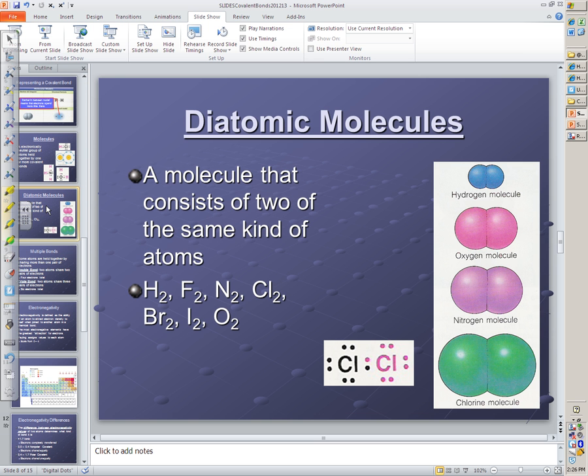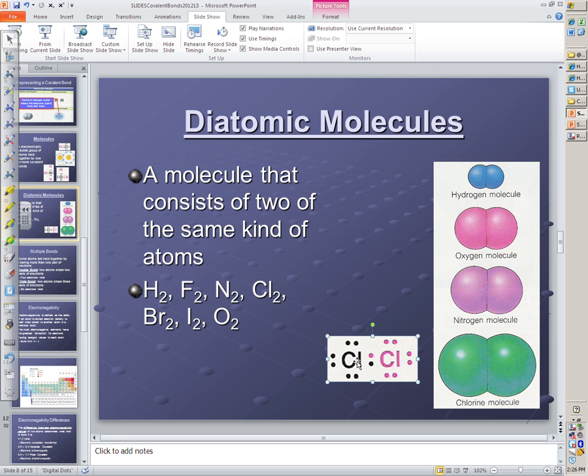Diatomic molecules specifically have two of the same element together, okay? So they are molecules because they're both nonmetals, right? Like this chlorine and chlorine, but specifically they are the same kind of atom. That's a specific type of molecule that we call a diatomic, okay?